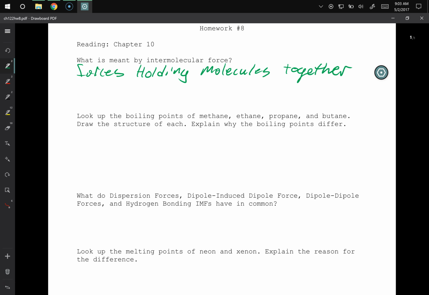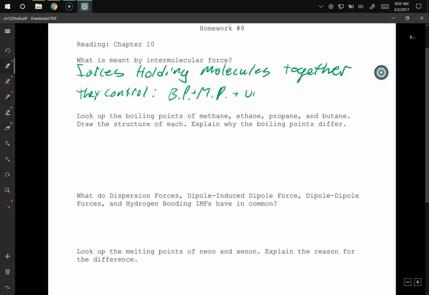that's the absence of a force. So then, they control what? Viscosity. Sure. We'll go with boiling point and melting point. We haven't really talked about the viscosity yet, but viscosity and surface tension.